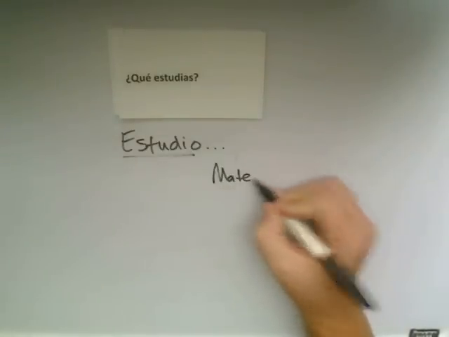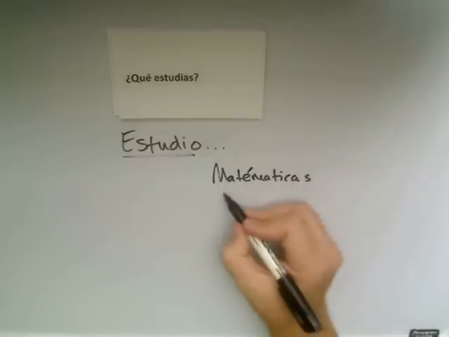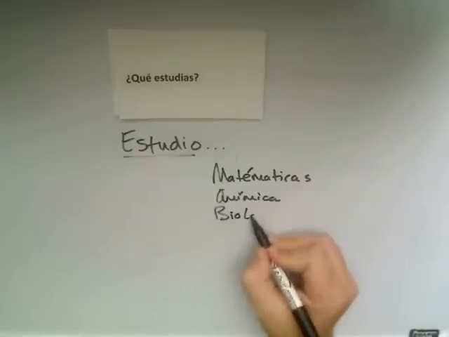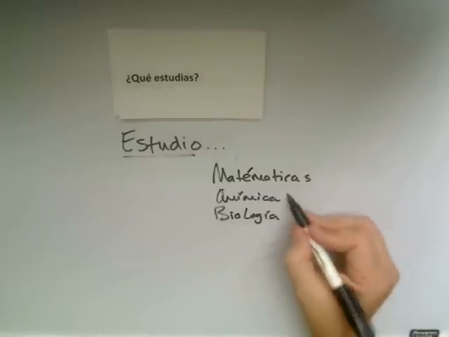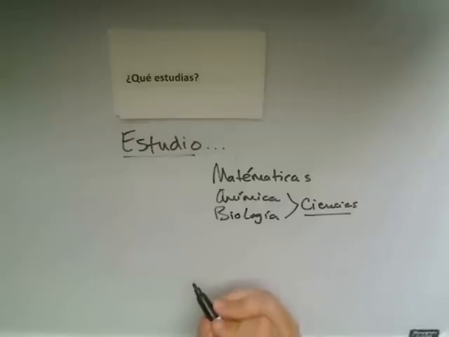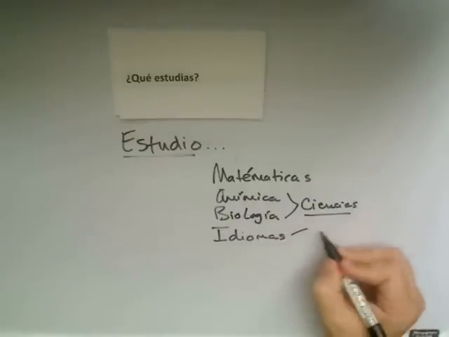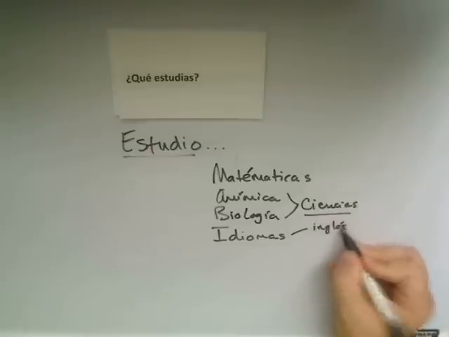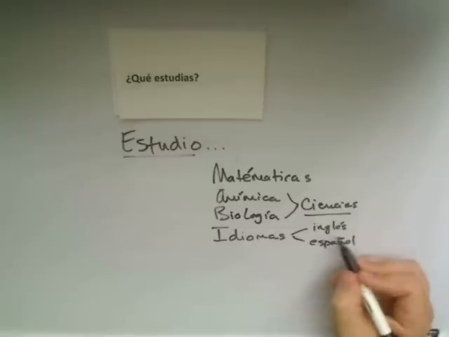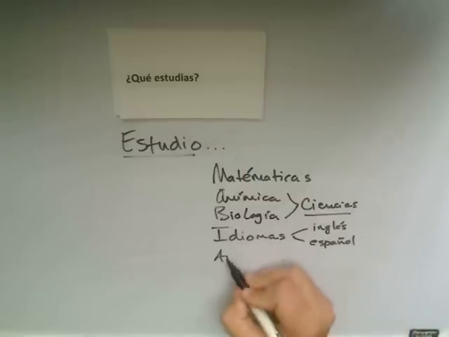Estudio matemática. Sometimes you see this in the plural, but matemática, or maybe química, chemistry, right? Or biología. If you just wanted a generic one, estudio ciencias, and I'm not going to write down an exhaustive list here, just a few. Maybe you want to say languages, estudio idiomas, por ejemplo, estudio inglés, estudio español. Notice I'm not using definite articles like el inglés o la química, just estudio química, estudio idiomas, estudio arte.